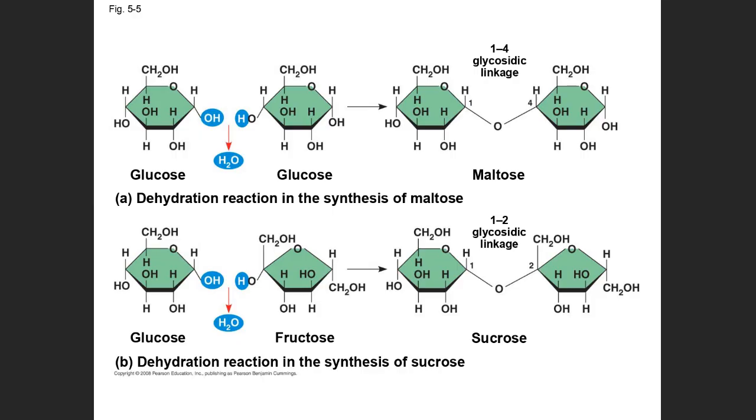So if you combine two glucoses together, you get maltose. If you combine glucose and fructose together, you get sucrose. And if you combine glucose and galactose together, you get the disaccharide lactose. So the three disaccharides are maltose, sucrose, and lactose. The three monosaccharides are glucose, fructose, and galactose. So you need to know the three monosaccharides and the three disaccharides.